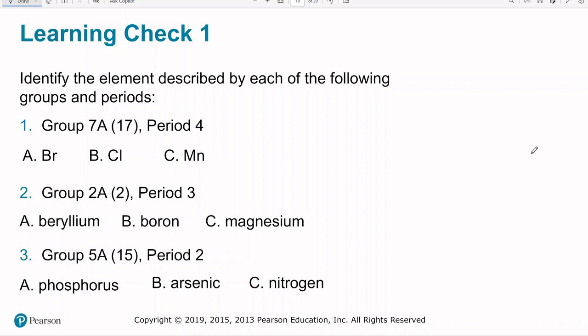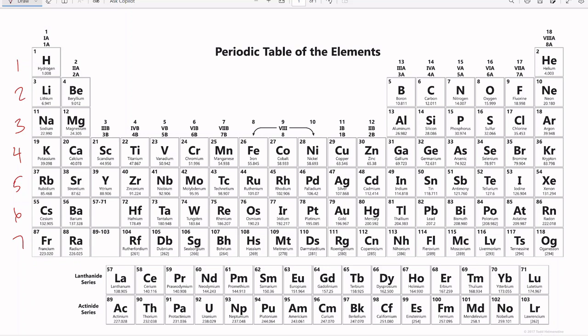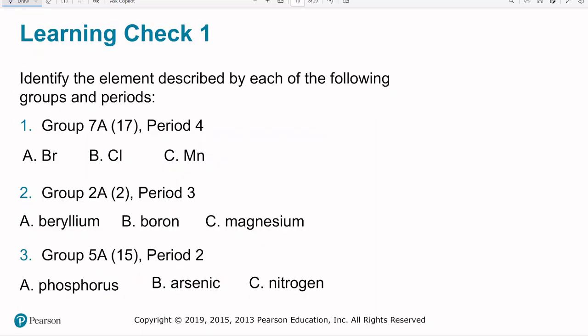Next, we have some multiple choice questions. Identify the element described by each of the following groups and periods. Group 7A, period 4. Group 7A, period 4 would give us bromine. So we see bromine here.